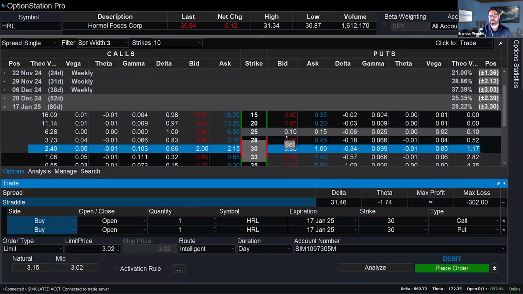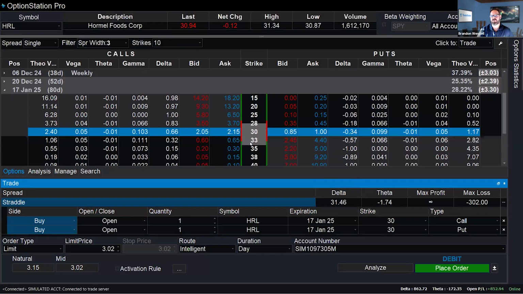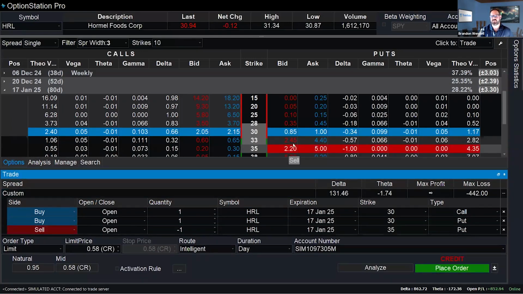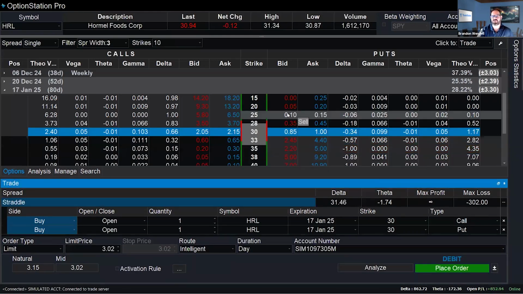And then, let's see, we're probably not going to move more than $3 or $4. I could do 33, probably want to do 35. I'll do a $5 spread on the top and bottom, see what we get. So I'll sell this, wrong one. Sorry, I want to sell the call above. Put is below. There we go.